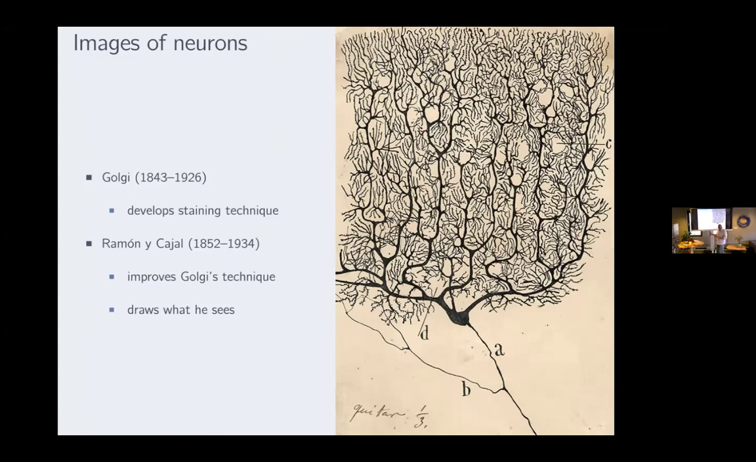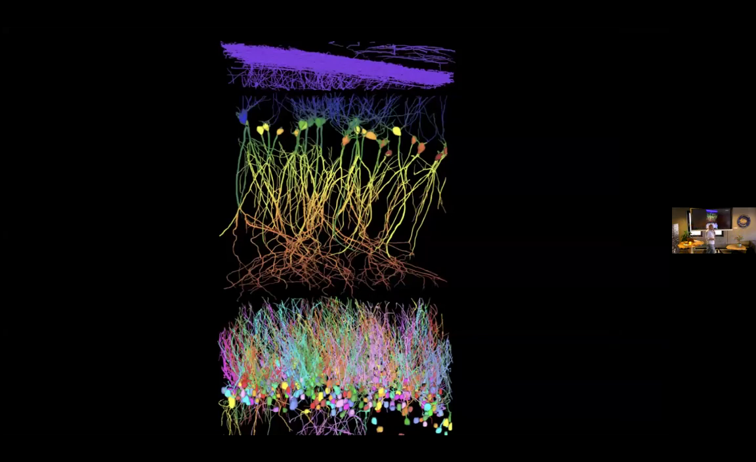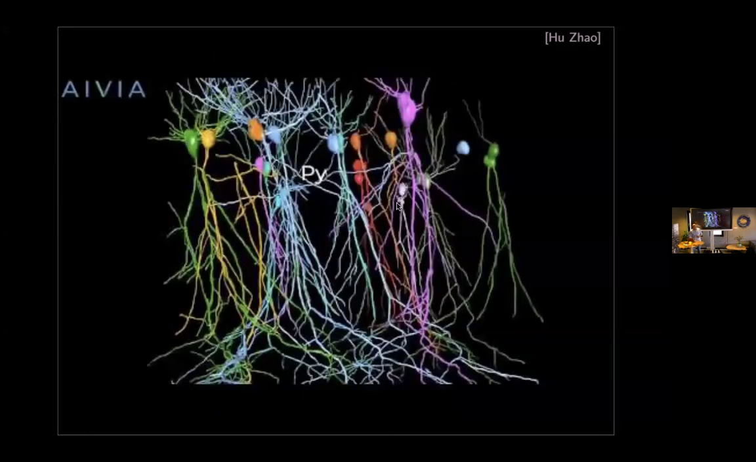So this is a drawing of what Ramon y Cajal saw through the staining technique of a particular type of neuron. If you have not seen this before, I strongly encourage you to Google Ramon y Cajal. There are just mesmerizing images that come out of a Google search. And of course, today we have very different and more powerful ways to image neurons.